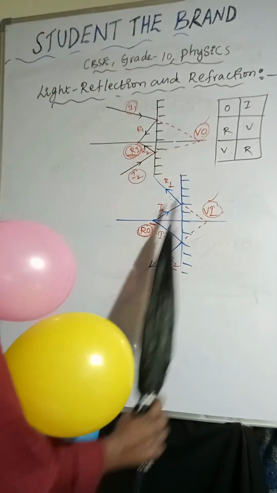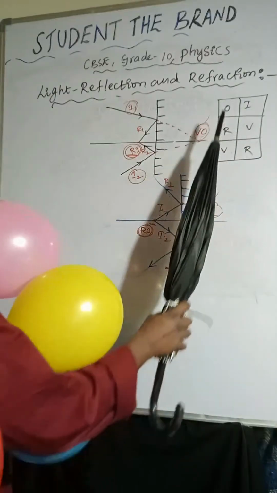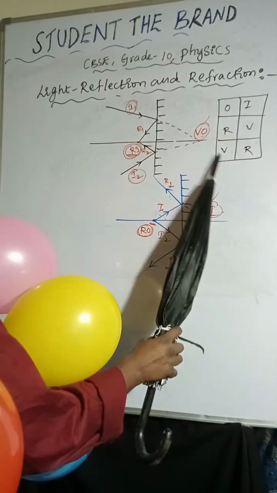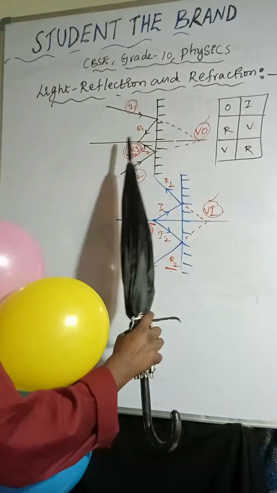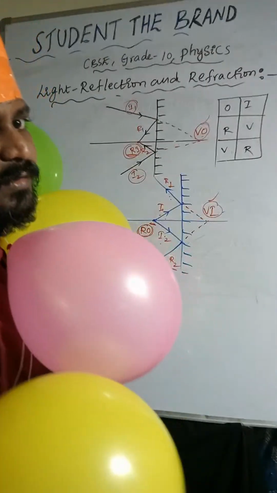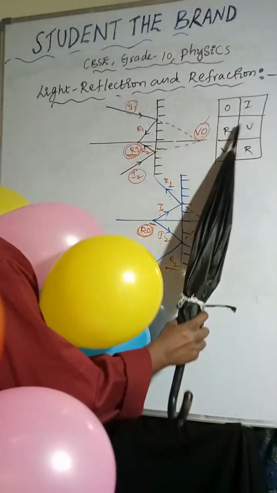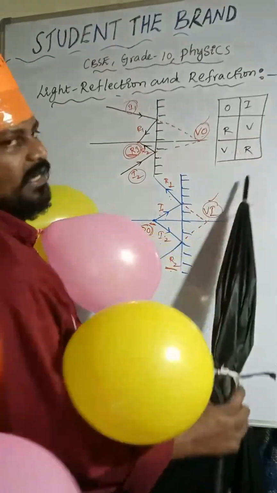Here the object is real. What about the image? Virtual. Now the object is virtual. Where is the object virtual? Here is the object virtual. What about the image? The image is real. That's enough. Simple technique. So if the object is real, the image is virtual. If the object is virtual, the image is real.